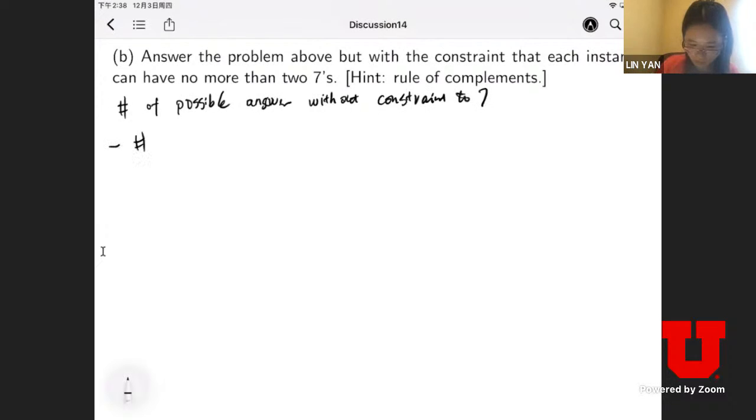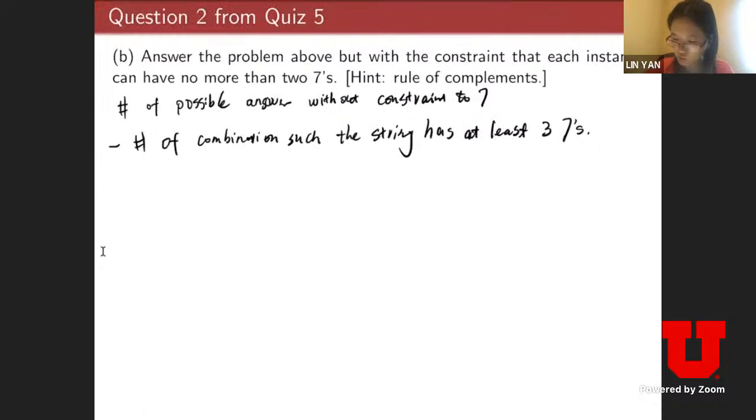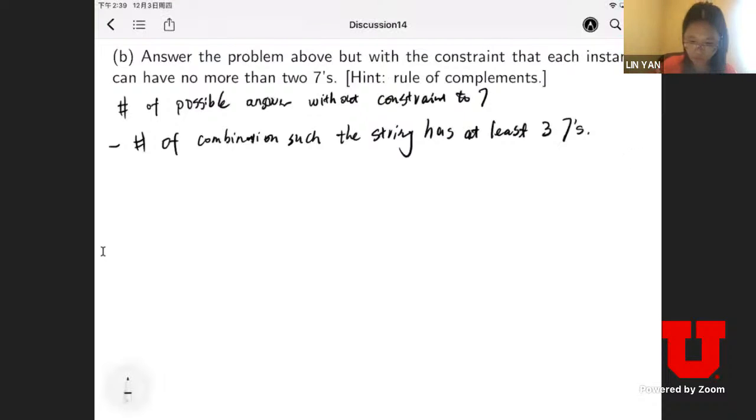Minus the number of possible combinations such that the string has at least 3 sevens. We already know the answer for the first item from part A. It's 15 choose 7. So what we want to know is the value of the second item.